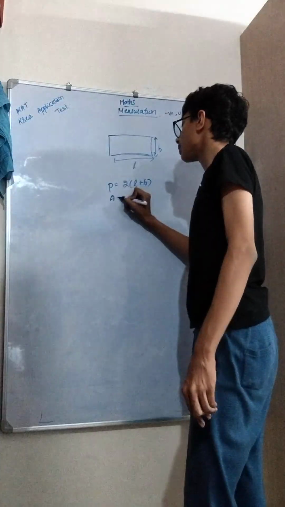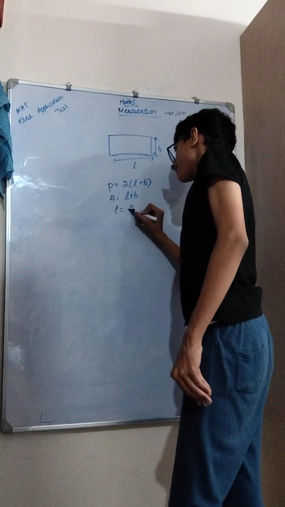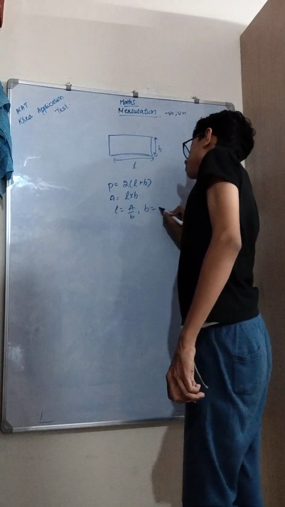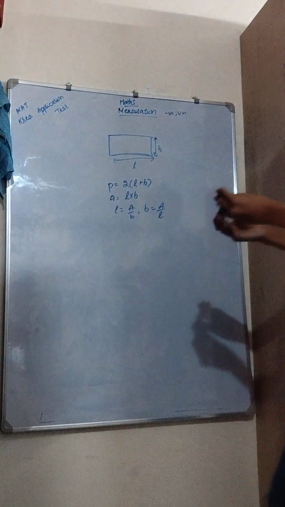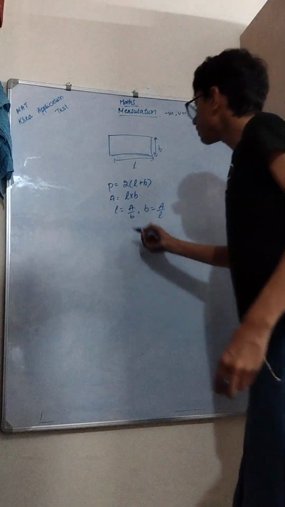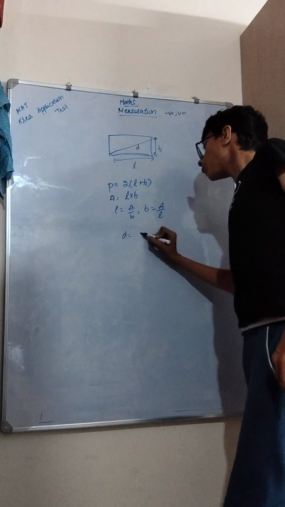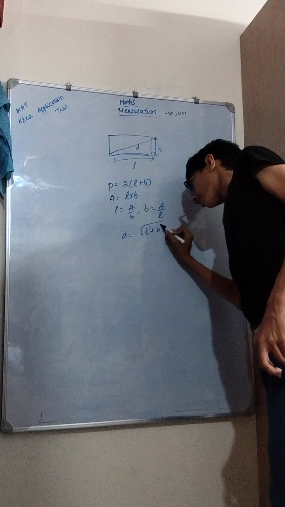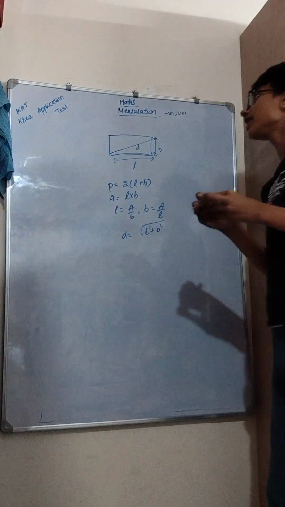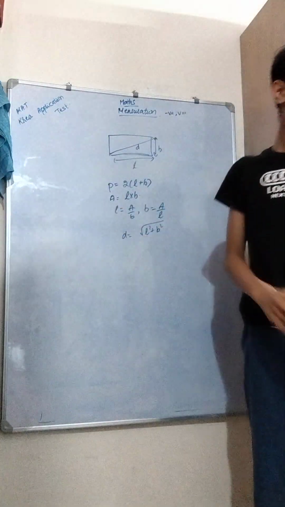Next one, area of a rectangle. The area of a rectangle is equal to L into B. Then length is equal to A by B, and B is equal to A by L. This is not required to memorize; you can just derive it like this, as an auxiliary formula. Then the diagonal D is equal to root of L square plus B square. This we can derive using the Pythagorean theorem, or Pythagoras theorem, as you say. So this is about a rectangle.